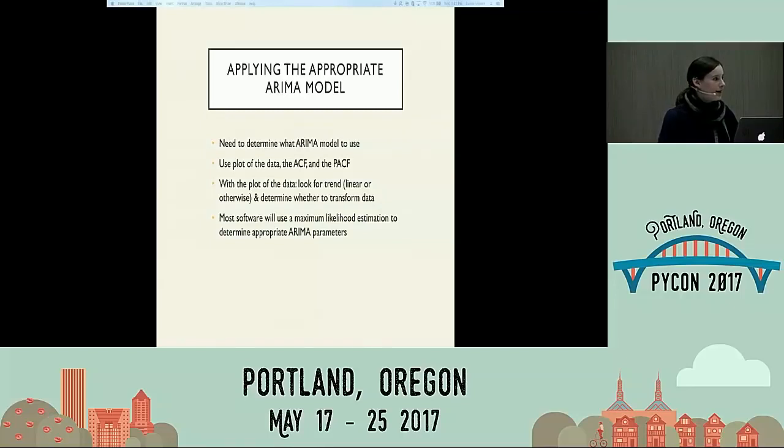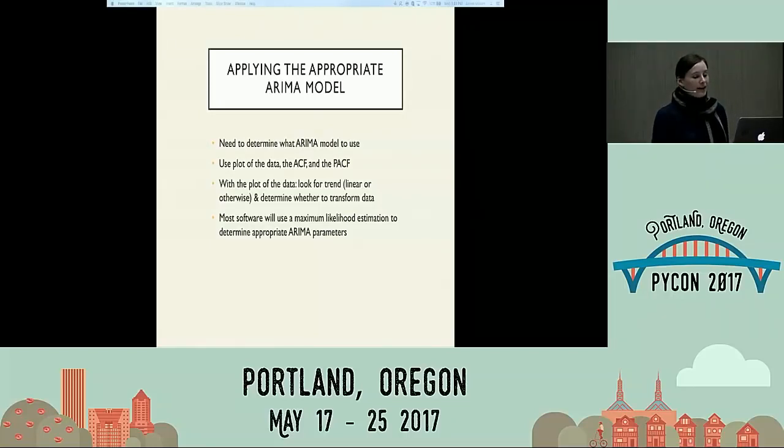Okay, so how do you apply this, right? We get the magic, wonderful magic stuff from statsmodels. We don't even have to figure it out ourselves. But we do have to diagnose our model properly, right? To do that, you need to figure out what ARIMA model to use. How many autoregressive terms? How many moving average terms? To do that, we're going to use a plot of the data, the ACF, and the PACF.